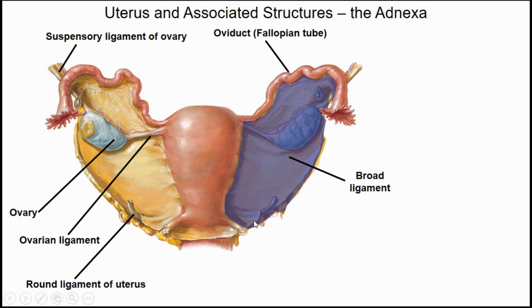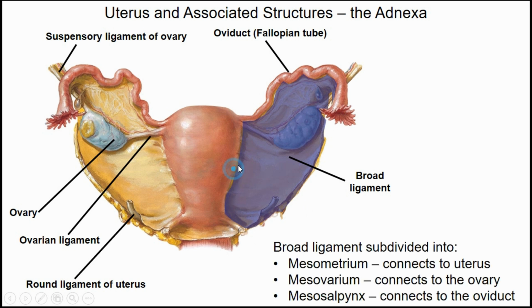So the broad ligament is the name we give to the sheet of peritoneum that covers all these structures. So it's the broad ligament. It really does fan out over everything here, and we can subdivide it into the part that connects directly to the uterus. That's called the mesometrium. The part that connects to the ovary itself is very small. It's just a little slip right back here, but it is present. That's going to be the mesovarium. And the part that connects the fallopian tube or oviduct to the rest is called the mesosalpinx. So just know the difference between a mesosalpinx, a mesovarium, and a mesometrium, and they're all parts of the broad ligament.